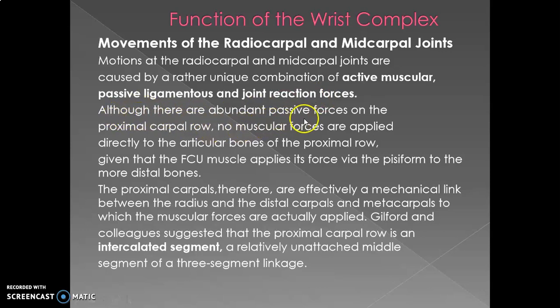Although there are abundant passive forces on the proximal carpal row, you know the proximal carpal rows are scaphoid, lunate, triquetral and pisiform. So abundant passive forces are acting on the carpal row. No muscular forces are applied directly to the articular bones of the proximal row. The proximal row, as earlier we have studied, has good ligamentous connection, which is also what we call the radiocarpal, between the distal end of the radius and the proximal carpal bones.